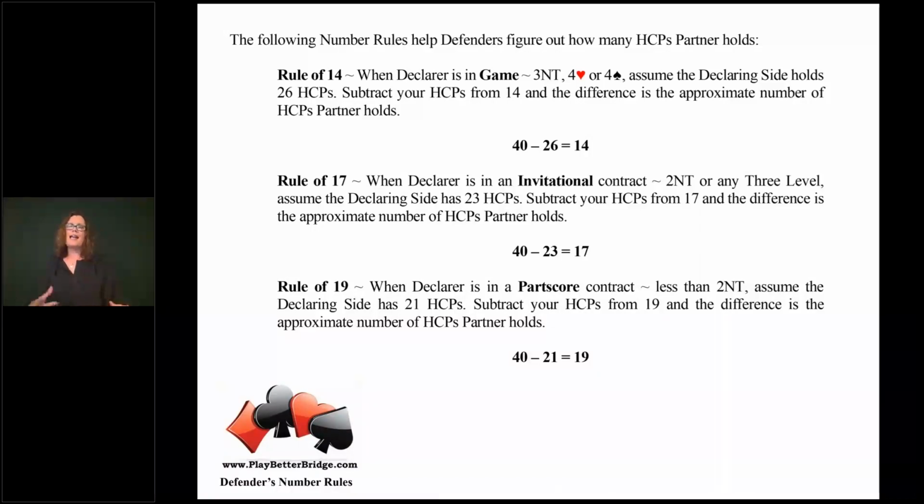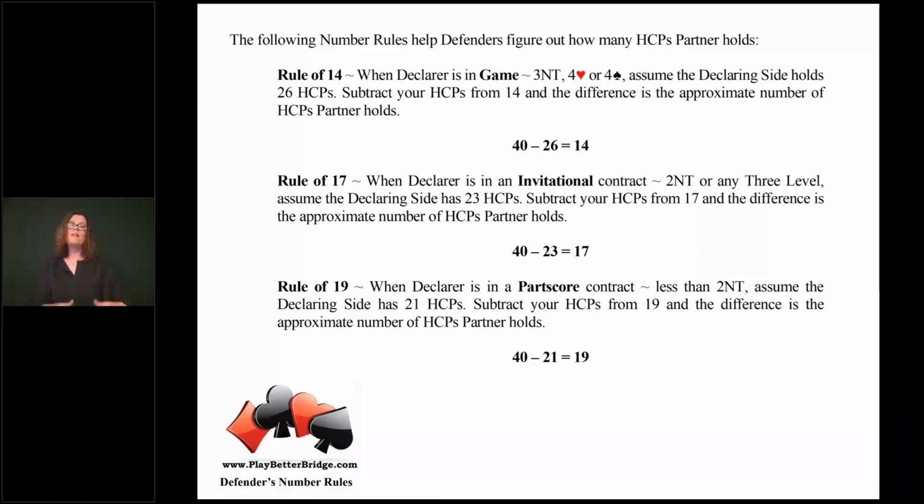That's when the declaring side has an invitational auction, say to 2 no trump or any 3-level denomination, right? Perhaps 1 no trump pass, 2 no trump, all pass. You heard an invitation to game, and then the partnership stopped below game. There you assume the declaring side has 23 high card points, approximately. Subtract from 40, and then you are subtracting your high card points from 17 to figure out what your partner holds.